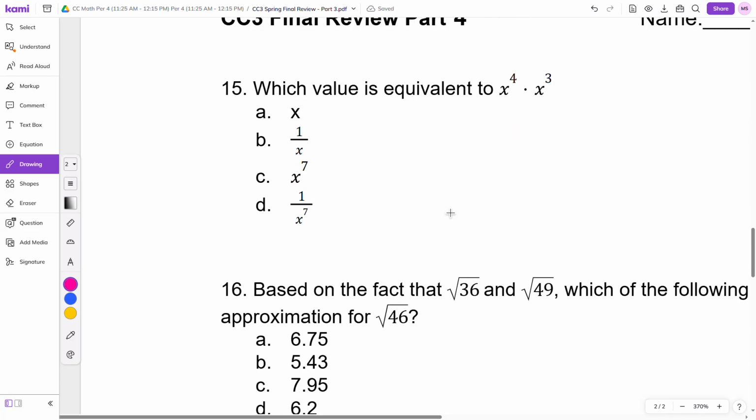Number 15. Which value is equivalent to x to the 4 times x to the 3? In this case, you just add the exponents because, again, you have the same base and you're multiplying. So in that case, you add the exponents, so the answer is x to the 7.